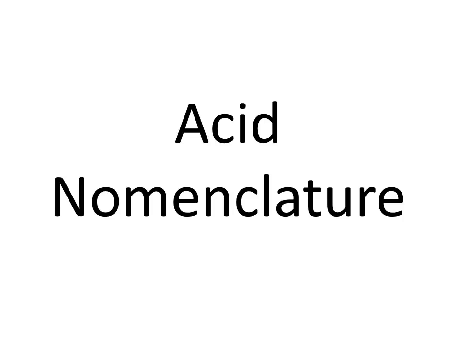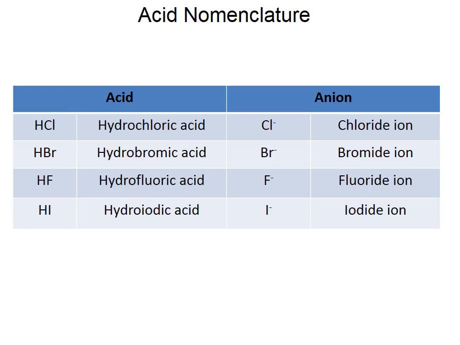We're going to talk briefly about how acids are named, acid nomenclature. So first we're going to look at this table. On the left you see acids that are what we would call binary acids, where there's just hydrogen and one other element. And when you look at the corresponding conjugate base of each of these acids, or the corresponding anion, those are on the right. Those are monatomic anions: chloride, bromide, fluoride, and iodide.